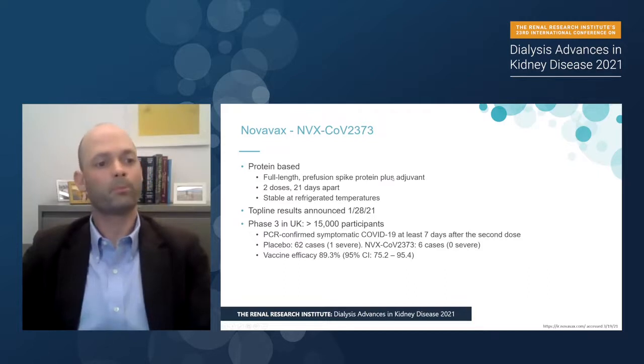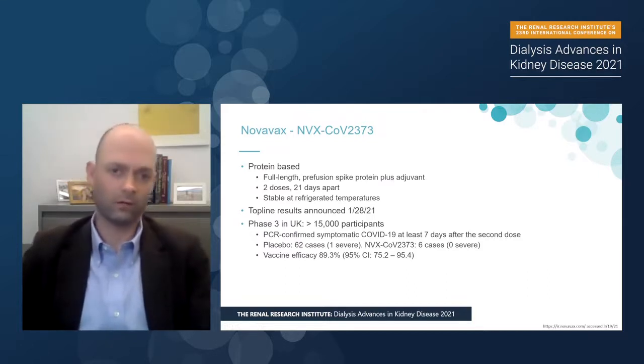So the protein vaccines are not as immunogenic as the actual RNA vaccines. So in order to compensate for that, you need an adjuvant to increase the immunogenicity. The Novavax vaccine is also 2 doses, 21 days apart. Now, one of the important things about this vaccine is that it is also quite stable at refrigerator temperatures, with no deep freezing required. They announced their top-line results on January 28, 2021.